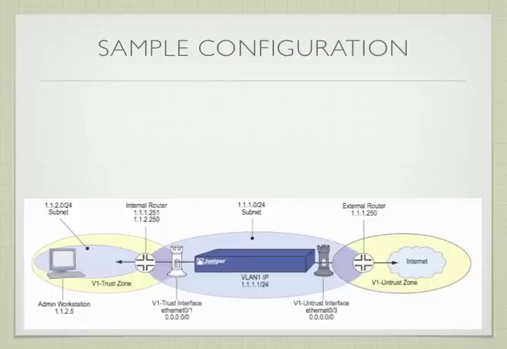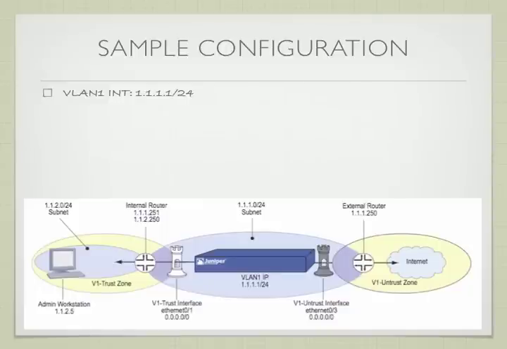We're operating in transparent mode. We have an internal router at .250.1. We have an external router at .250, and we've assigned the .1 address as our management IP on the ScreenOS device. And we're using Ethernet 0.1 and Ethernet 0.3 for these connections.